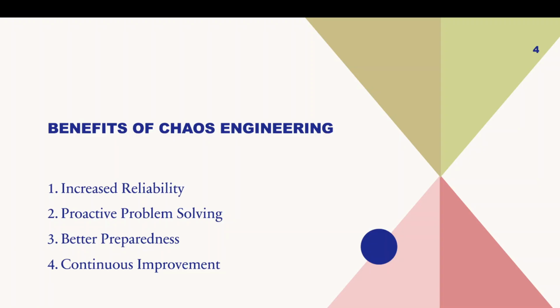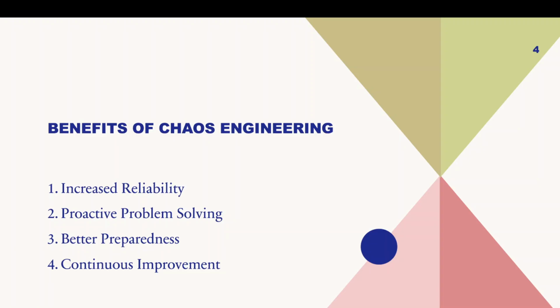The third one is better preparedness. We are better prepared to handle any real world incidents, thereby reducing downtime and improving MTTR, mean time to recover. And the last one is continuous improvement. Chaos engineering fosters a culture of continuous improvement and proactive problem solving. That's the chaos engineering culture. So these are some of the benefits I can mention.